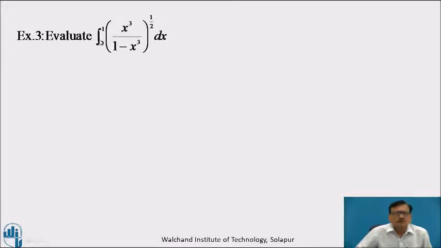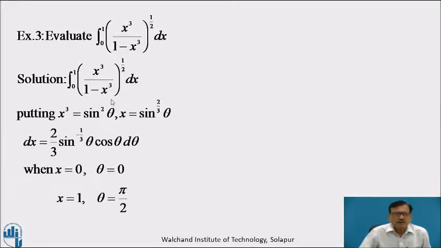Evaluate integration from 0 to 1 in bracket x cube by 1 minus x cube raised to the power 1 by 2 dx. Here first of all we have to express this in terms of second form of beta function, and for that here we are using the substitution x cube is equal to sin square theta. Solving for x, we get x equal to sin raised to 2 by 3 theta, and differentiating both sides we get dx equal to derivative of sin raised to 2 by 3 theta is 2 by 3 into sin raised to minus 1 by 3 theta into cos theta d theta.